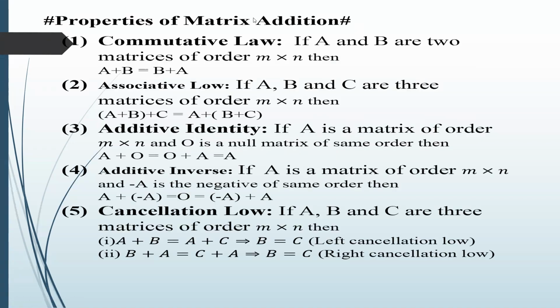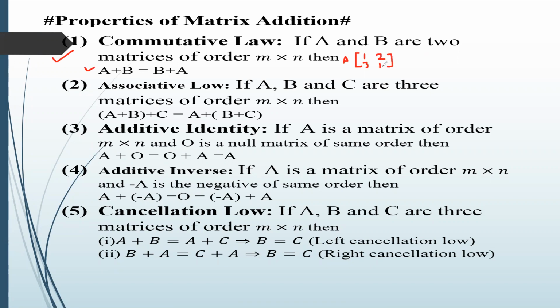Now we go for properties of matrix addition. So first property is commutative law. If A and B are two matrices of order m by n, then A plus B is equal to B plus A. It means the solution of A plus B is equal to B plus A. Like that, if we have a matrix A equal to 1, 2 and this is 3, 1.